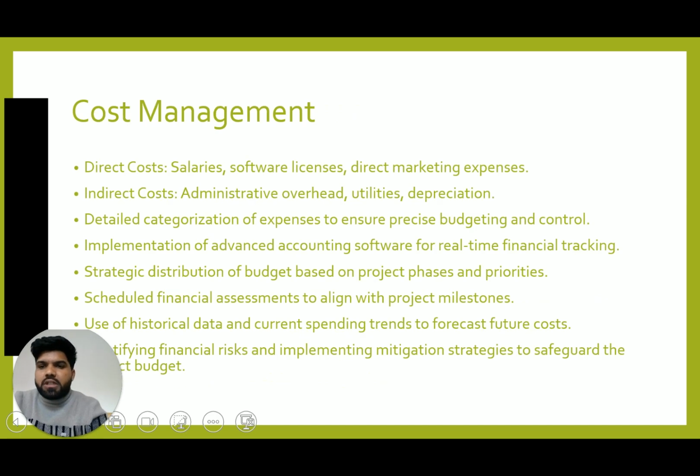So this is my cost management: direct cost, indirect cost, detailed categorization, and implementation of advanced, scheduled financial assessment to align.